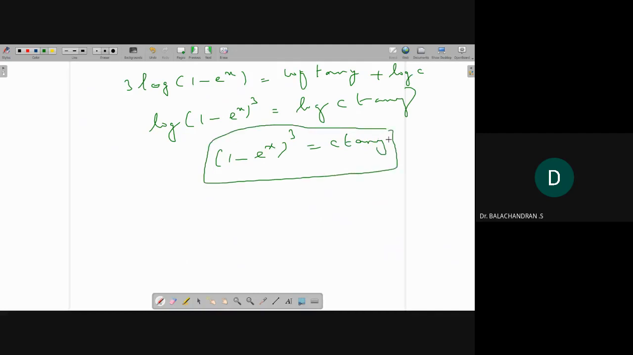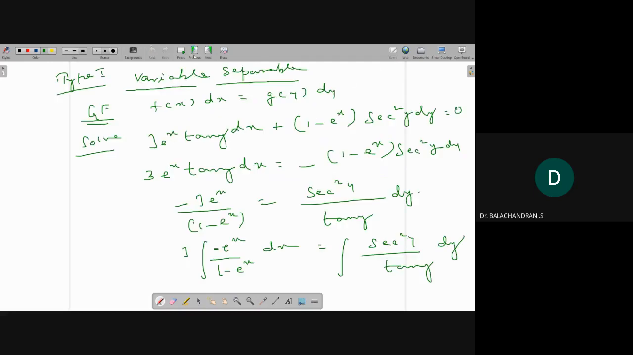So this is the general solution of the given problem. The given problem is equation 1. Okay, this is 1.